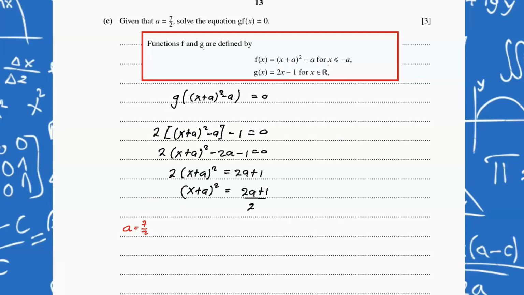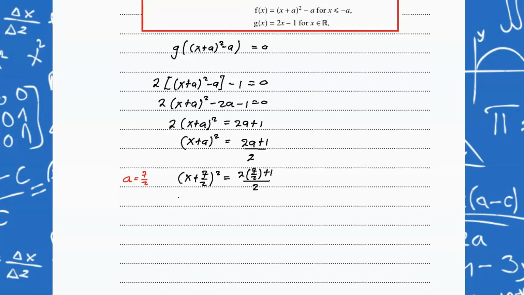over 2. So basically we are saying that (x + 7/2)² = (2 × 7/2 + 1)/2. We could have substituted 7/2 early on, but I've just done it at a later stage, which is still okay. So we'll be having (x + 7/2)² equal to, this here will give us 8 over 2, so that's 4.